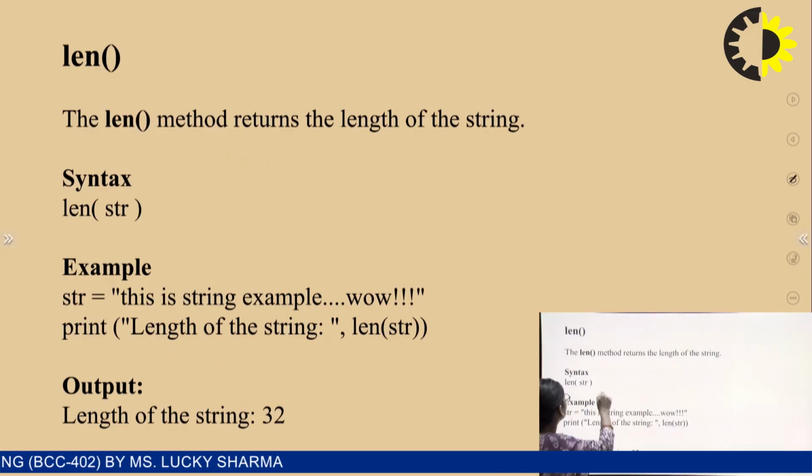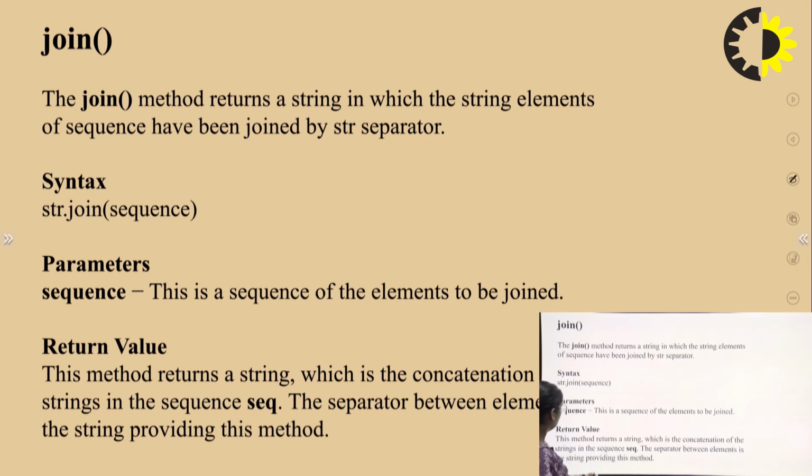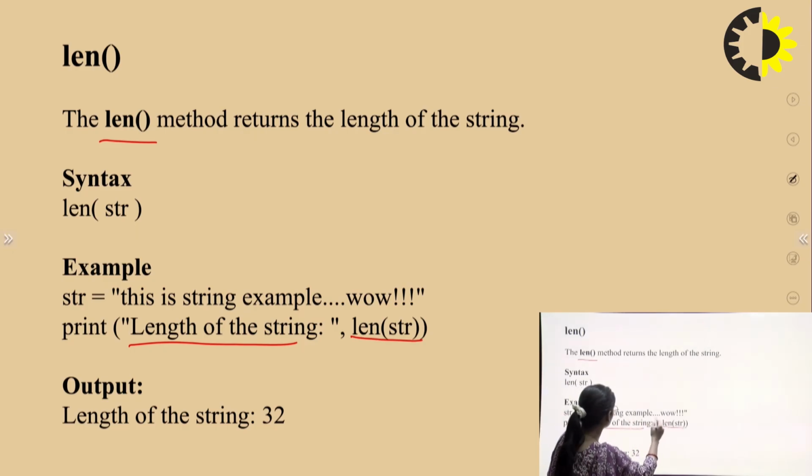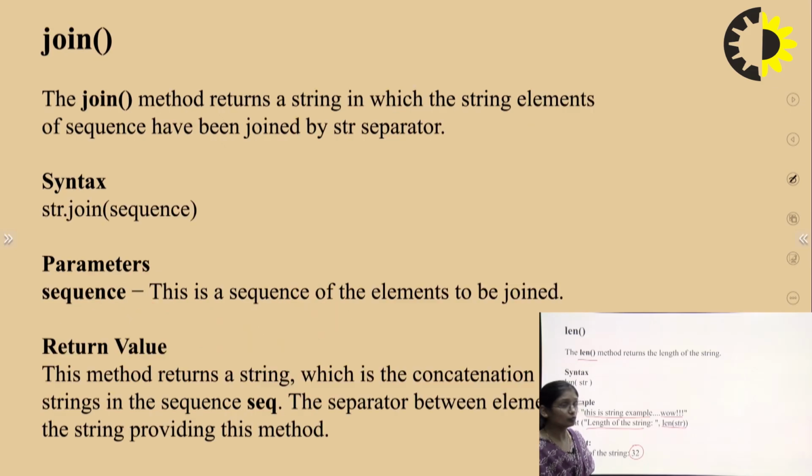The len method returns the length of the string, meaning how many characters are there in the string. For example, print the length of the string. And what is the string? The string is "this is the string example....wow". So the length of the string is 32.